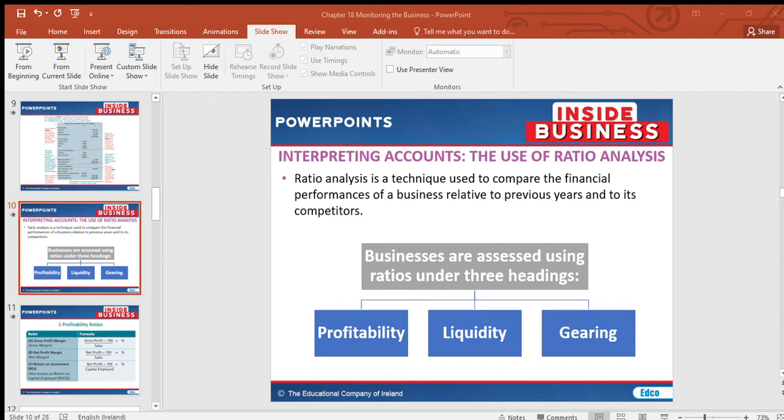So again, ratio analysis is used to assess the performance of a business relative to its previous years and its competitors. And these are our three headings: profitability, liquidity, and gearing. So profitability, we said there was gross profit margin, gross profit divided by sales; net profit margin, net profit divided by sales; and return on investment, net profit divided by capital employed. All three are multiplied by 100 for percent, obviously your answer is in percent.